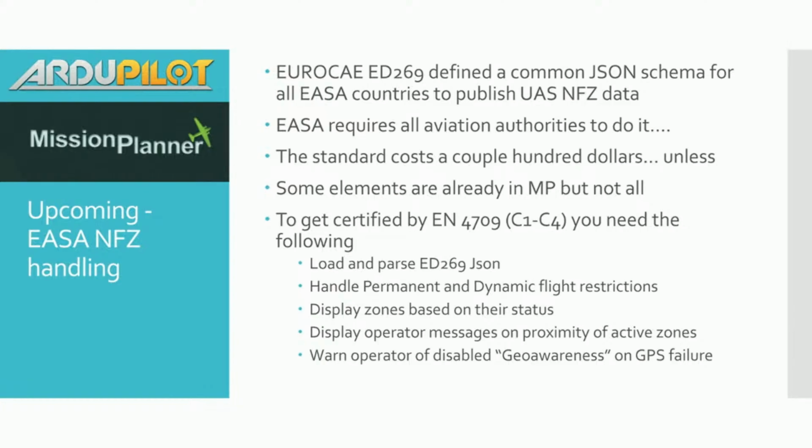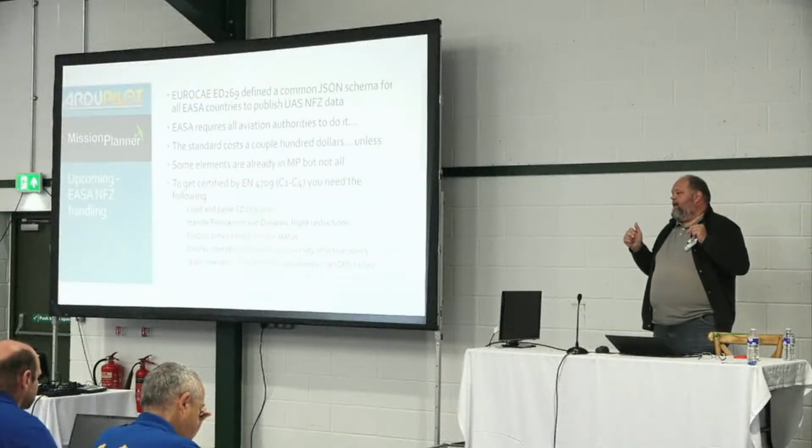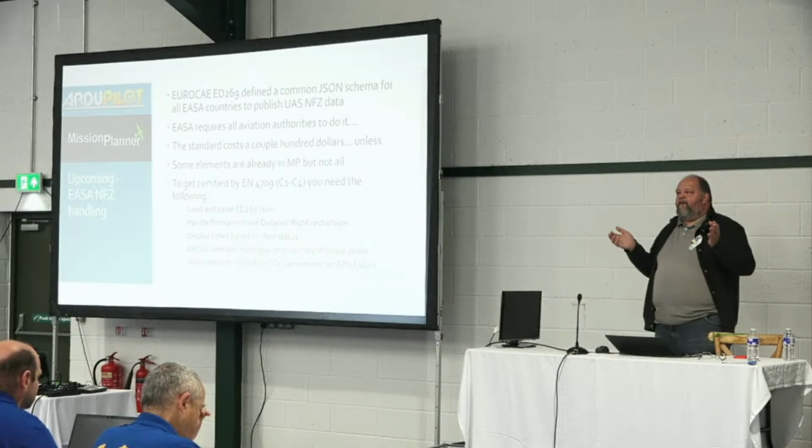And to get certified for C1 to C4 or even C6 in Europe, you need to load and parse this JSON file, handle permanent and dynamic flight restrictions, which means that the data file could contain certain time frames for a no-fly zone to be active or not active. I see, okay, it's active every month, second week from Monday to Tuesday and from Friday to Sunday or something like that in certain hours.